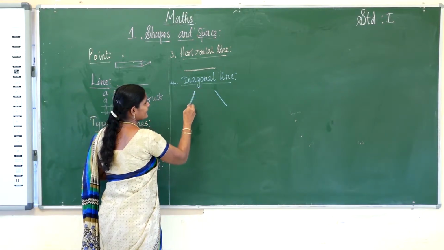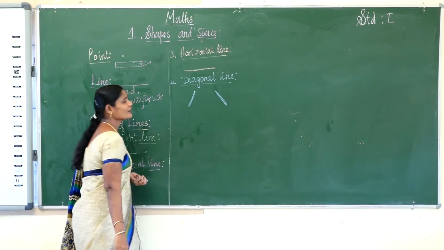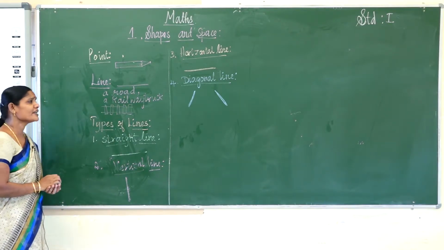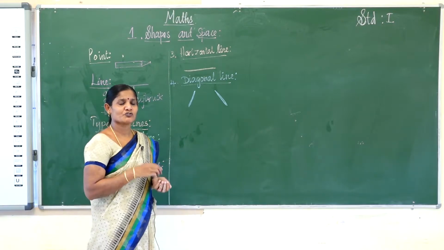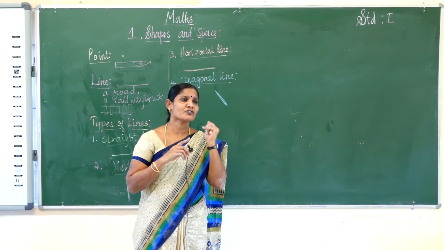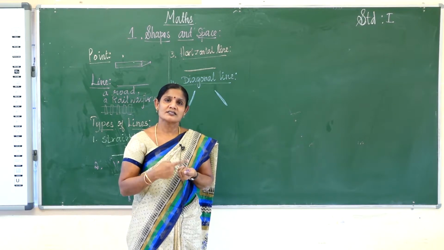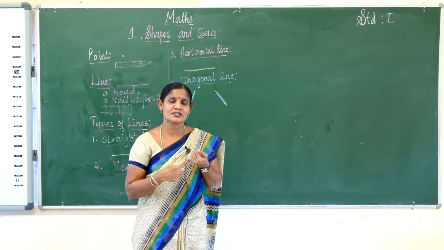This is the diagonal line. This is the diagonal line. These are the types of lines. Next we discuss the shapes. So four shapes we study. What are the four shapes? Square, rectangle, triangle, circle. These are the four shapes.